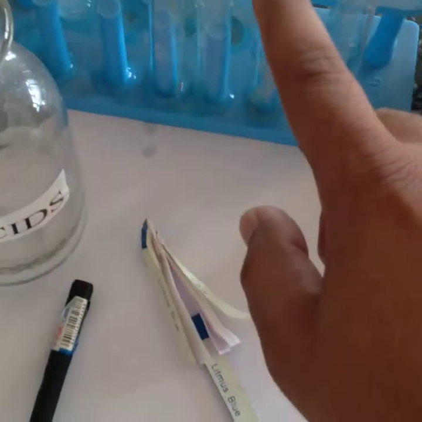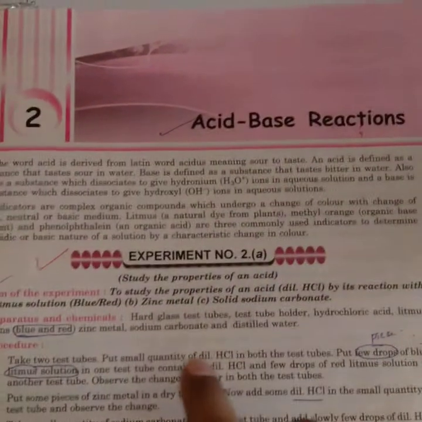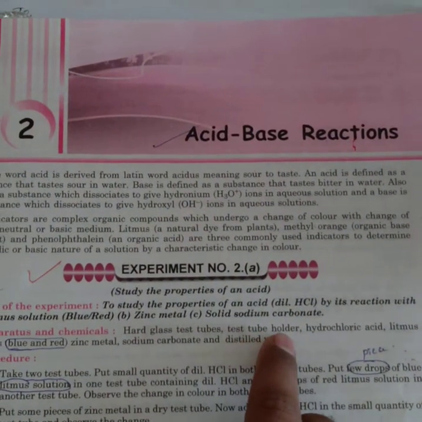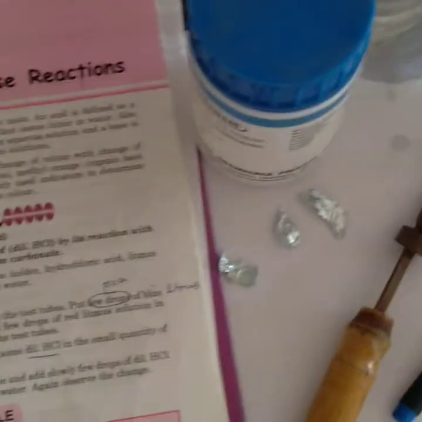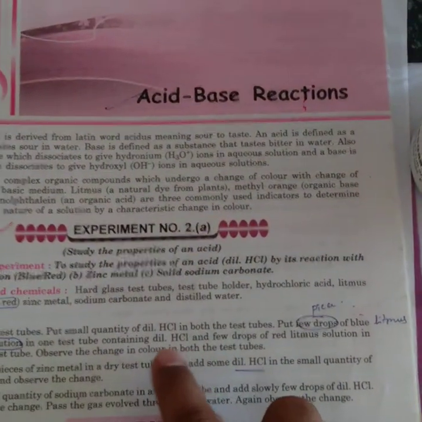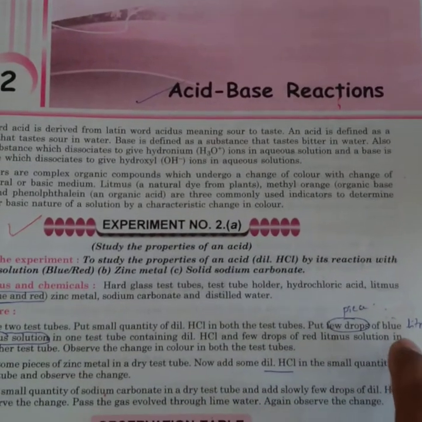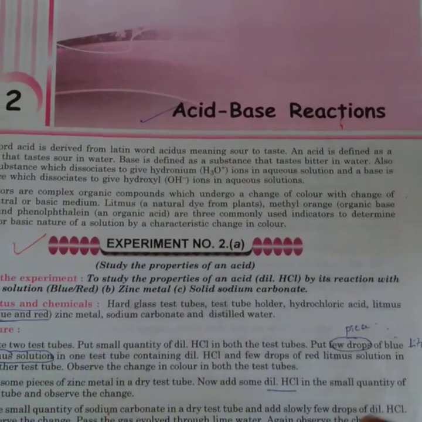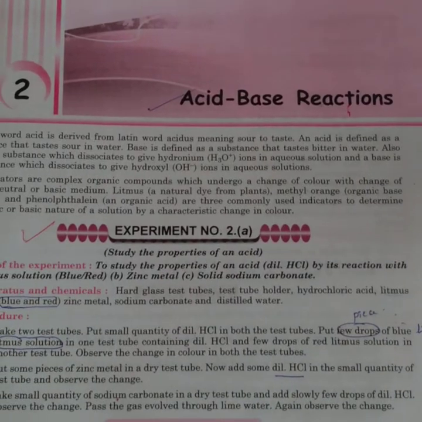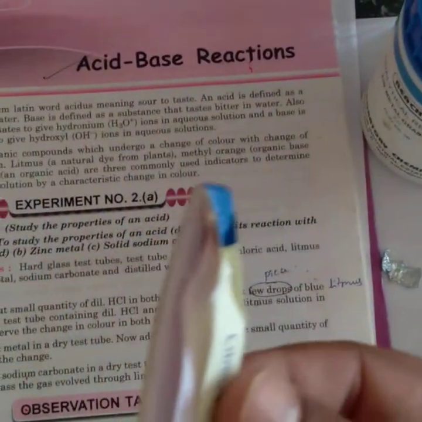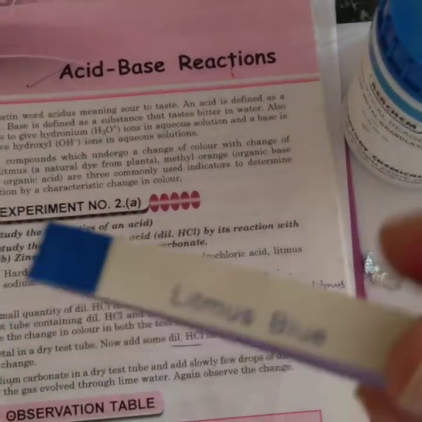We have test tubes here. Then we need a test tube holder, which is also here. Then a few pieces of litmus paper. We have the blue litmus paper with us. So this is a blue litmus paper.